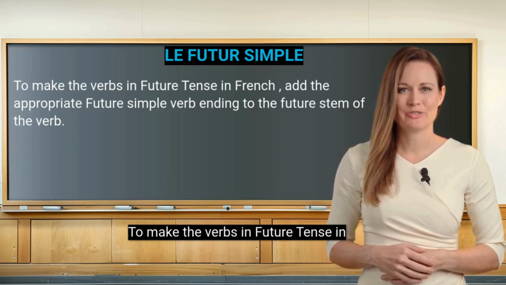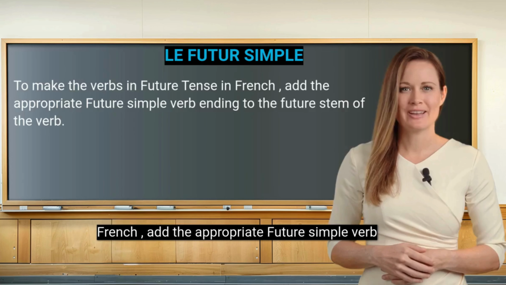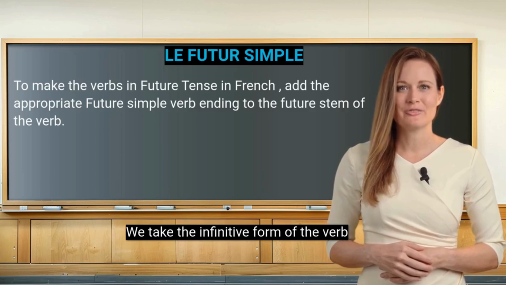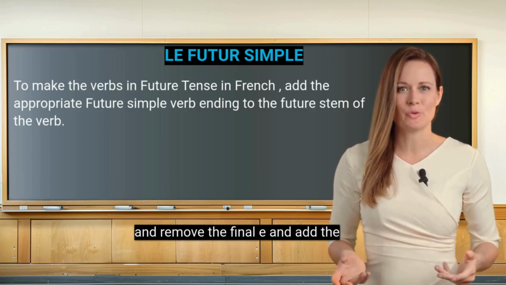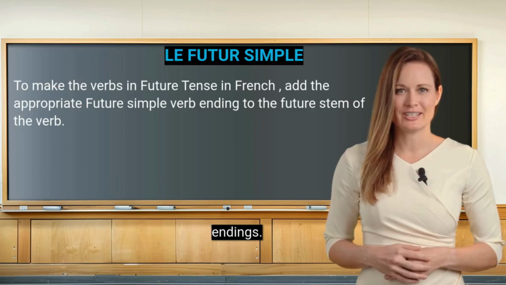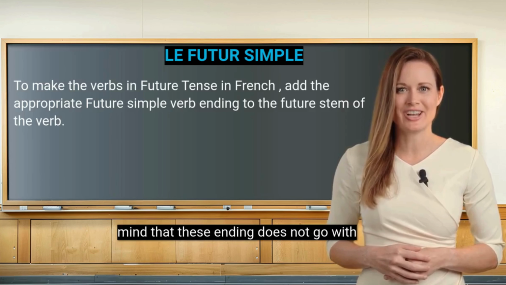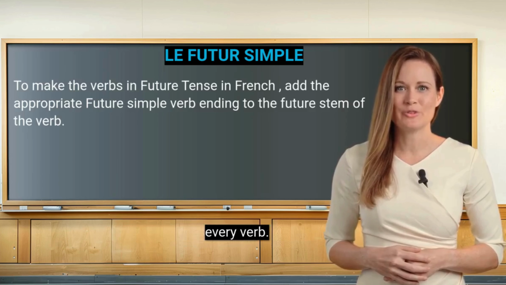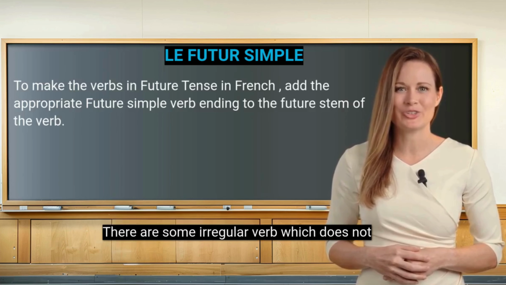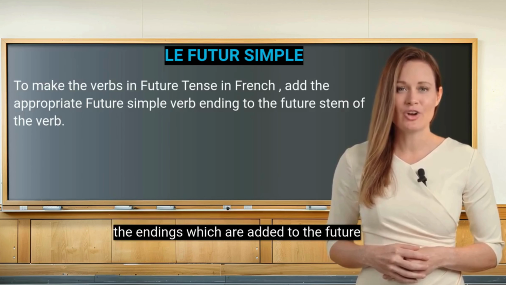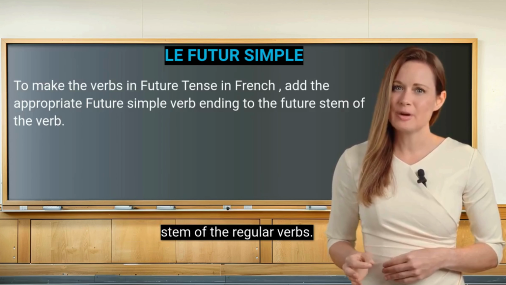To make verbs in the future tense in French, add the appropriate future simple verb ending to the future stem of the verb. We take the infinitive form of the verb, remove the final e, and add the endings. But one thing you have to keep in mind is that these endings do not go with every verb. There are some irregular verbs which do not have these endings in the future simple. Let's see the endings which are added to the future stem of the regular verbs.